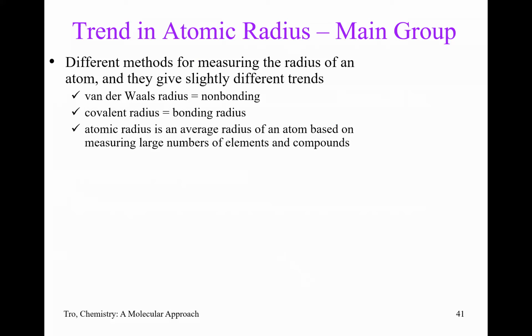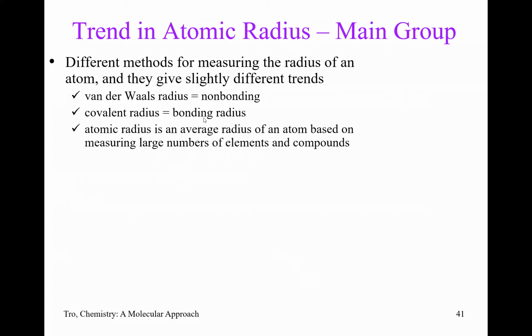Okay, so this is a little foreshadowing here. You don't really know what these words are yet. Van der Waals is interactions between atoms where they're not actually bonding, which won't really make sense till we get to the next chapter. Covalent radius is two atoms that are directly bonded, connected to one another.